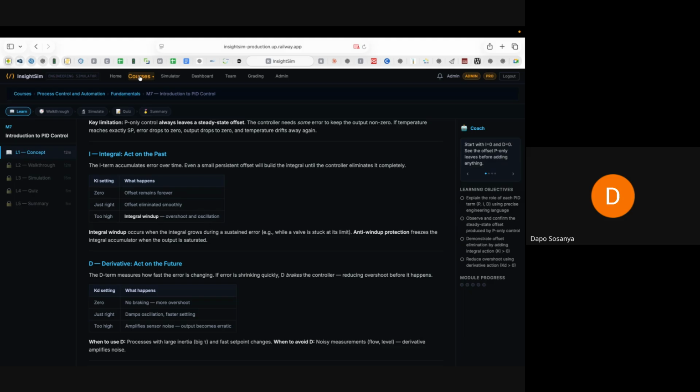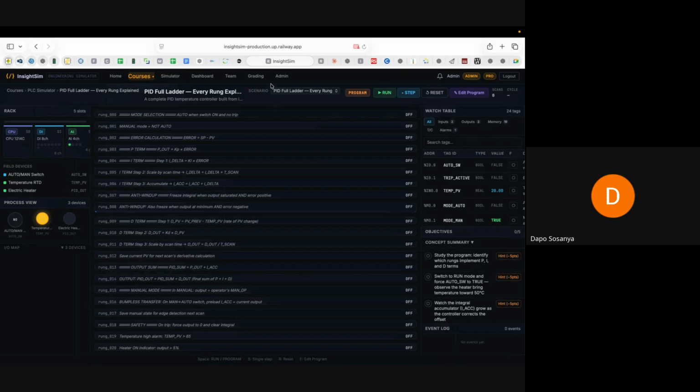And if I quickly run into the PLC simulator, you can see where the... yeah. So look at this rung 7. Can you see my screen? Yeah. So that is where we implement the anti-windup. And so you know what the term windup is now, right?